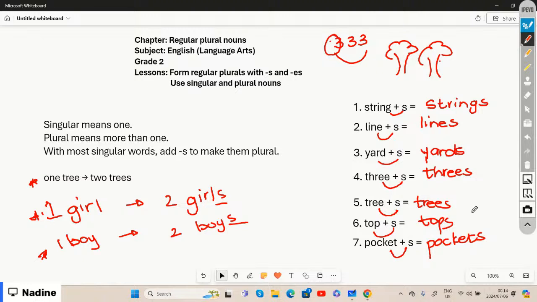All right. So now, can you think of more words where the word can change from a singular to a plural regularly? Like, for example, we said girls, we said boys, we made mention of trees, maybe bed, one bed, two beds, tables, right? Pencils, even pins, right? Those are regular plural nouns.